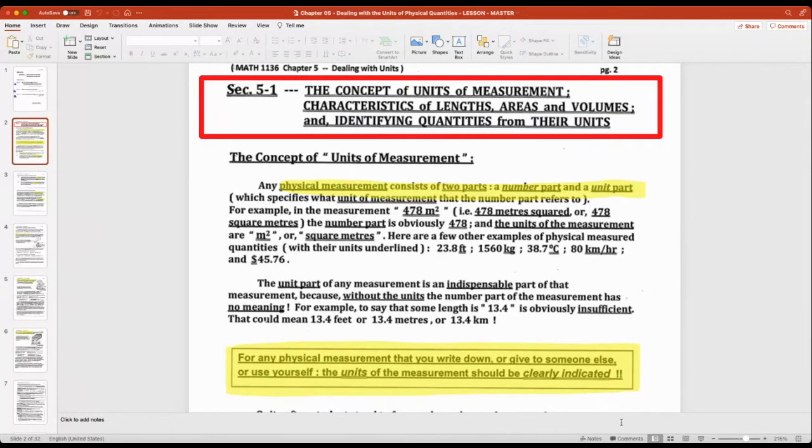You might be like, well, I got the number right, but who cares about the units? And that's what this whole chapter is about. This chapter is all about the units. It's making sure that you really respect the importance of it.